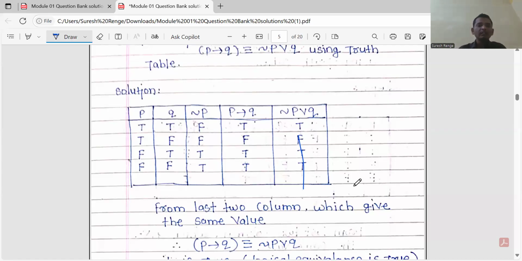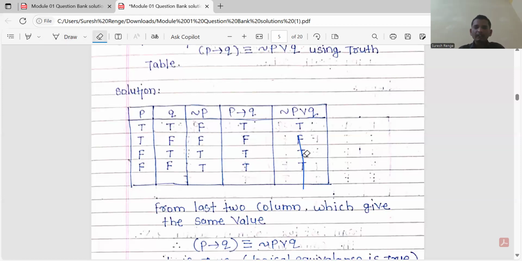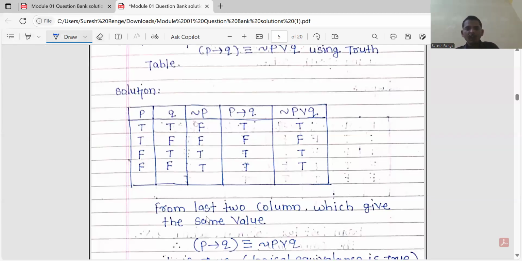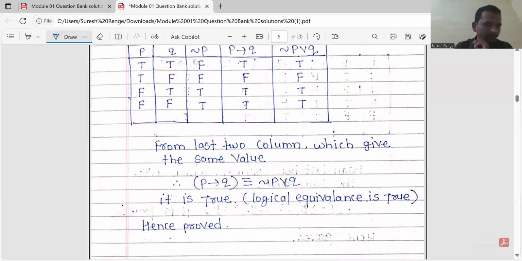What are we observing here? We are observing the last two columns. If you observe the last two columns in the truth table, the values are the same. Therefore, P implies Q is logically equivalent to negation P or Q. It is true. Hence, the logical equivalence is true.